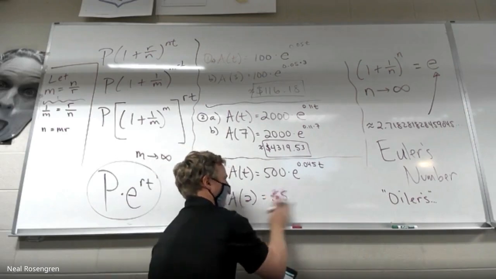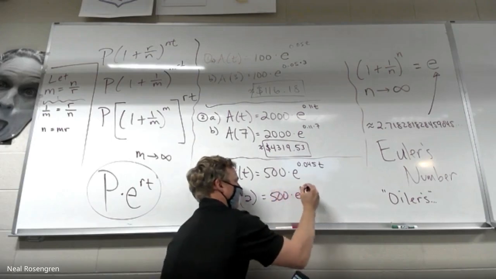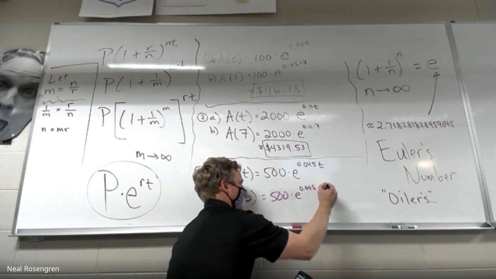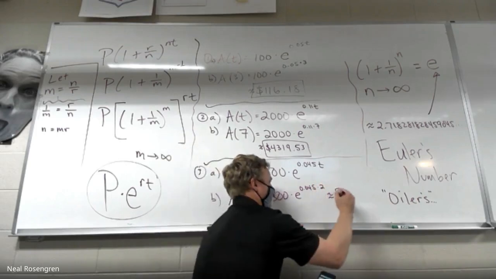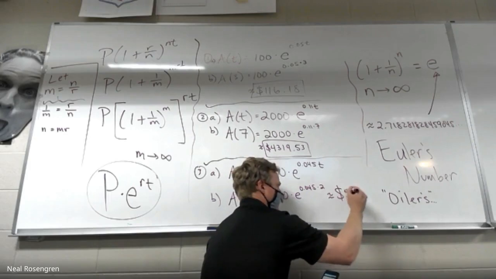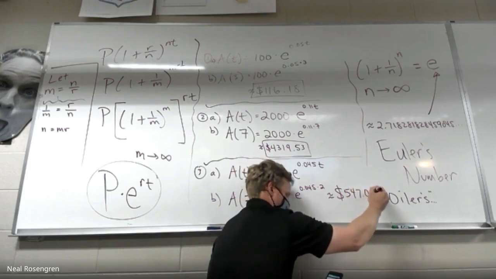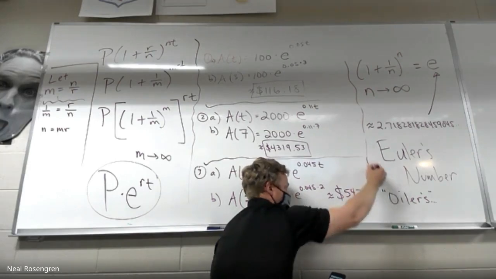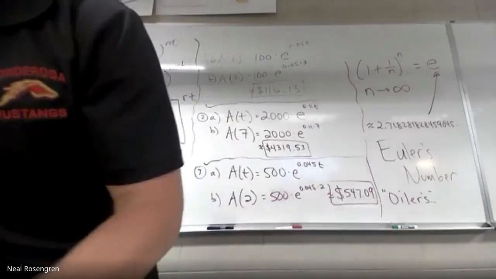Oh, I've got to write it down first. 500 times e to 0.045. Oh, finally we get to round up. Oh, 4, 5, 7, 0.087. So yeah, I did it right. Good. All right, let's get you your work for the week.